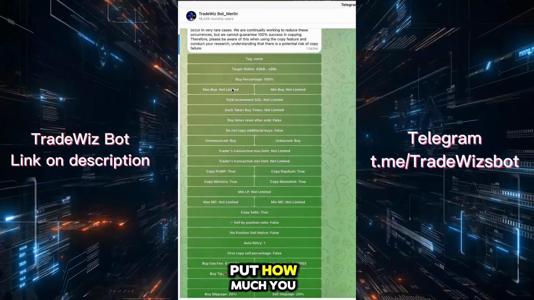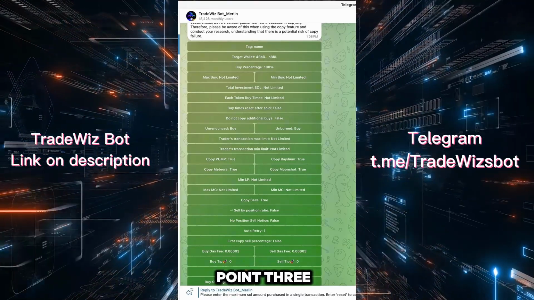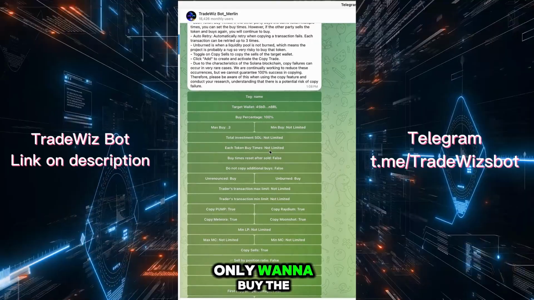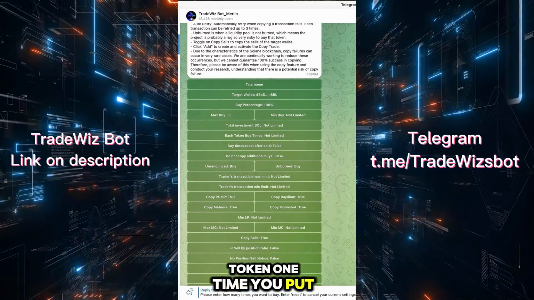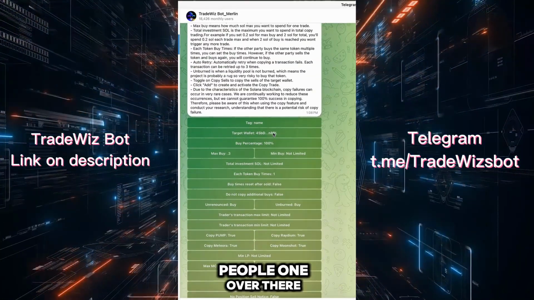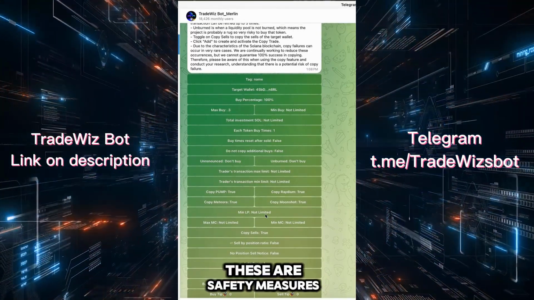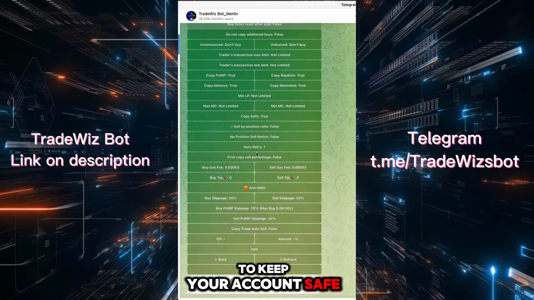And here's where you put how much you want to buy. So let's say I want to buy 0.4, 0.3, put 0.3 here. And let's say you only want to buy the token one time. You put it here. You put one over there, and unrenounced, don't buy, unburned, don't buy. These are safety measures to keep your account safe.